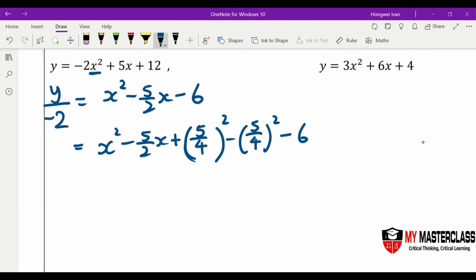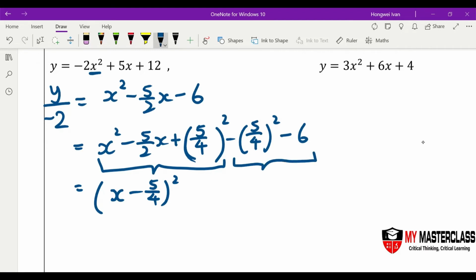Then remember your minus 6 behind. Okay, first three men complete the square. Bongi, is it x minus or x plus? X minus. Minus what? 5 over 4, bracket square. Okay, this one behind, use your calculator to work it out.